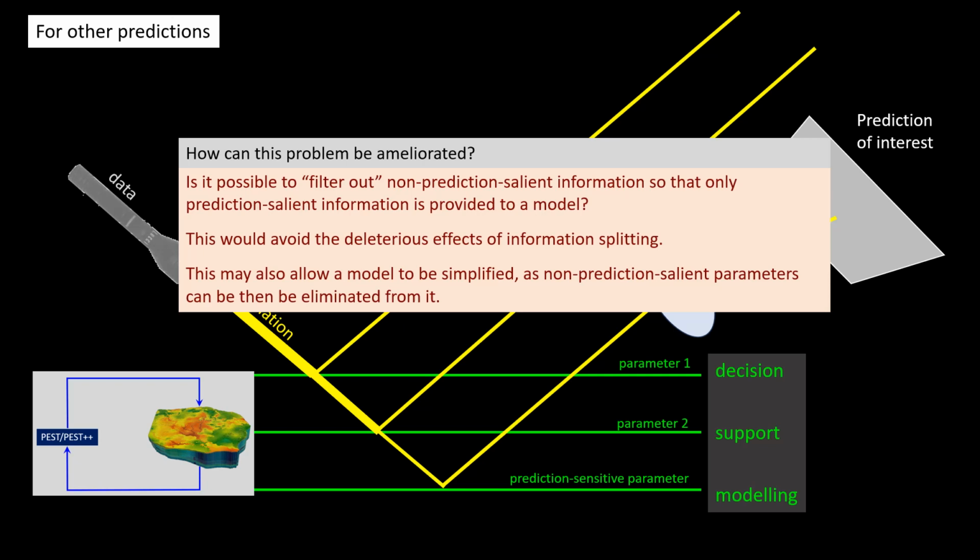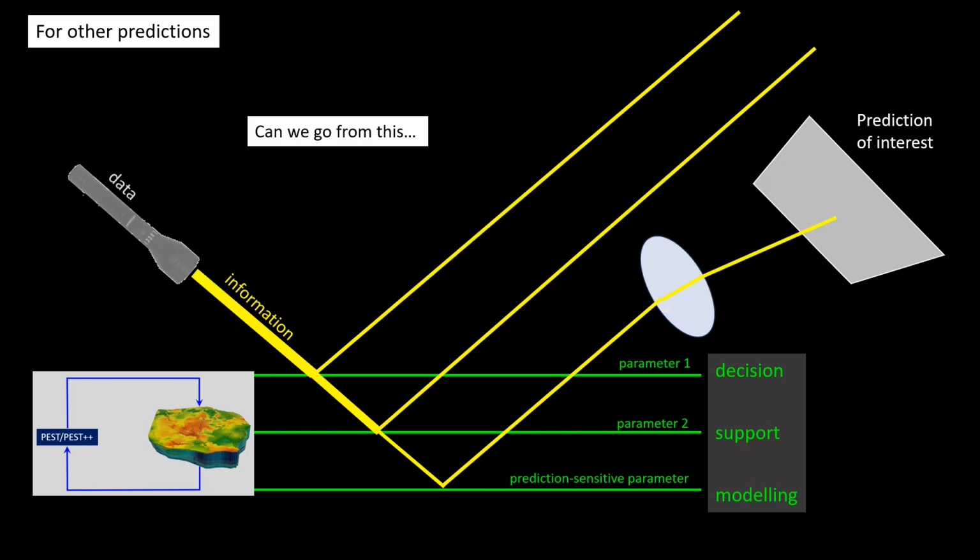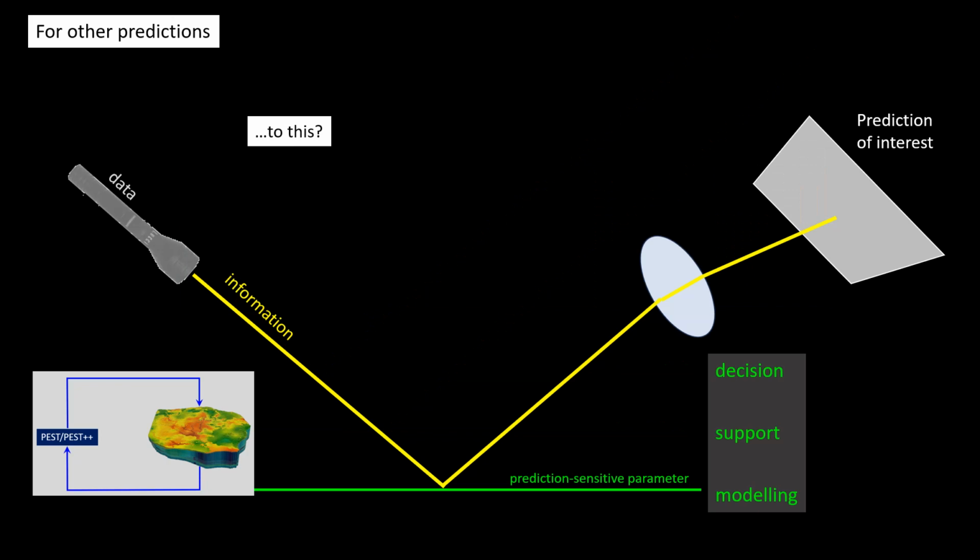And at the same time, if we can do that, perhaps we can simplify a model. We can remove from that model parameters which are not prediction salient. This may allow the model to run faster. It may allow the model to be simpler. Perhaps it'll be more numerically stable. Perhaps the whole information harvesting process will go much more smoothly. So what we want to do is go from this to this. So how can we do that?